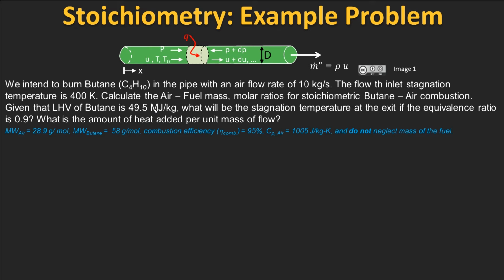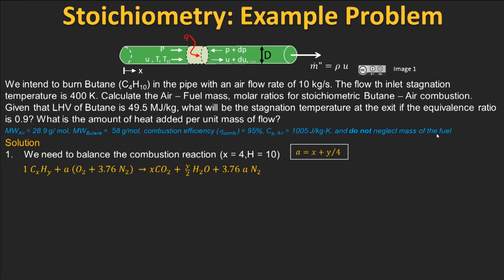We are also given the molecular weights of air and butane, combustion efficiency of 95%, Cp of air, and we are told to not neglect the mass flow rate of fuel. Let's proceed with the solution. The first thing to do is to write the balanced chemical reaction for butane air combustion. We have learned how to do this in the previous unit. Therefore, let us apply that knowledge.